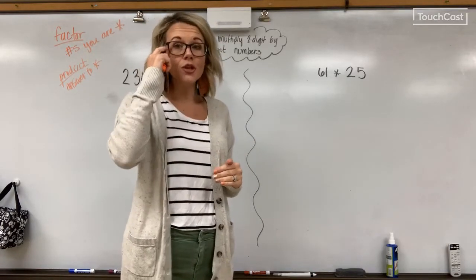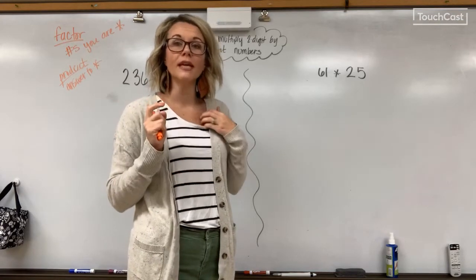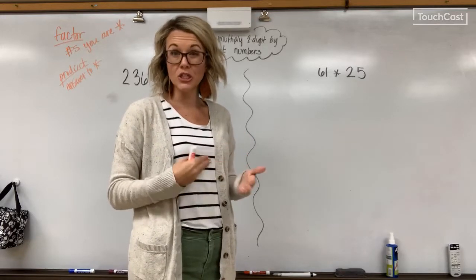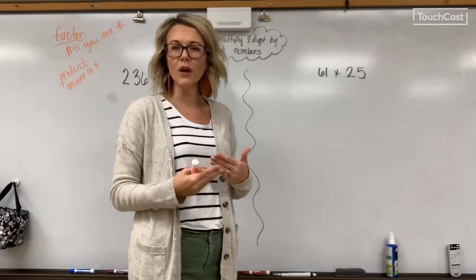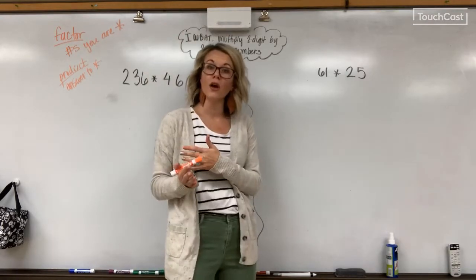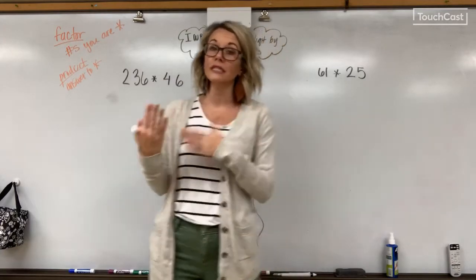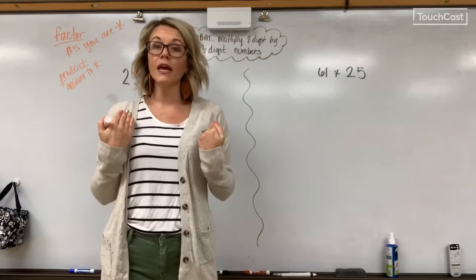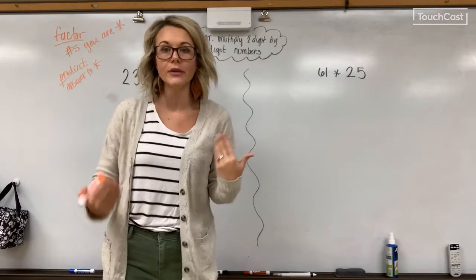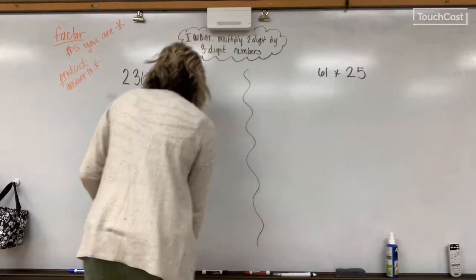But I am going to show you the standard way today, and I'm also going to show you another way because I want you to see why the standard way works. So what the standard way is really doing. I'm going to start with a way that is not the standard way, and then I'm going to show you the standard way, and we're going to look and see how they're similar, where the numbers in the standard way come from. So let's start with 61 times 25.